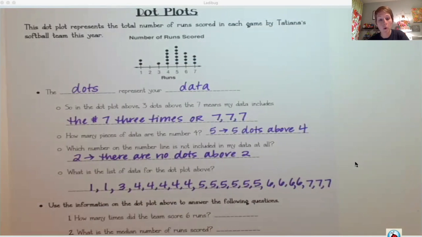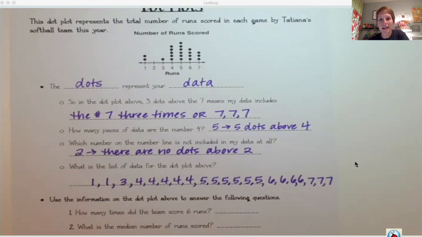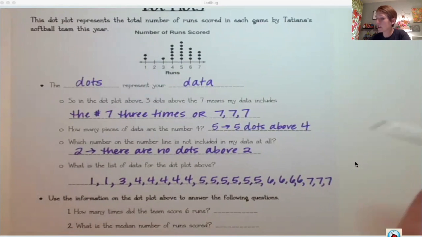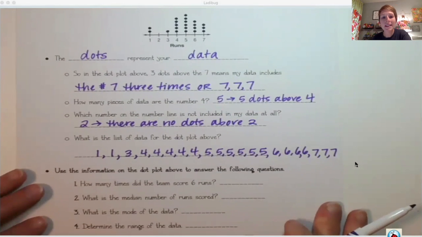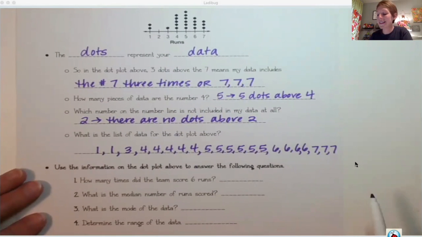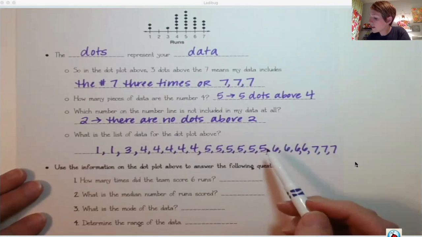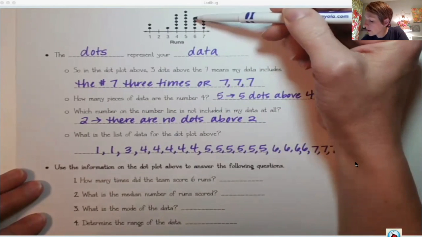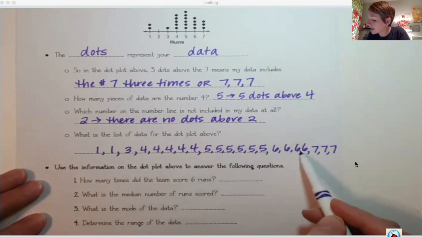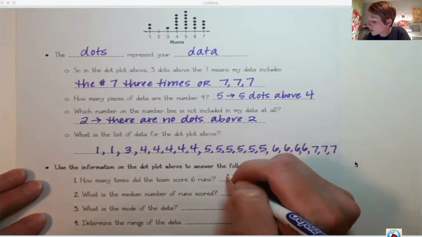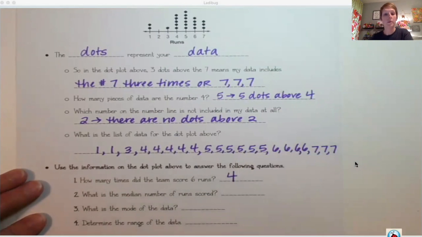Okay, so now we're going to use that data and our dot plot still above to answer these questions below. It says, how many times did the team score 6 runs? Well, I have the number 6 with 4 dots above it, or if I look at my list here, I have the number 6 listed 4 times. So I know they scored 6 runs 4 times.